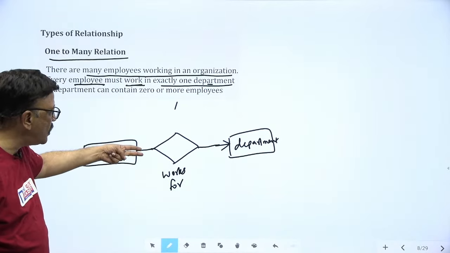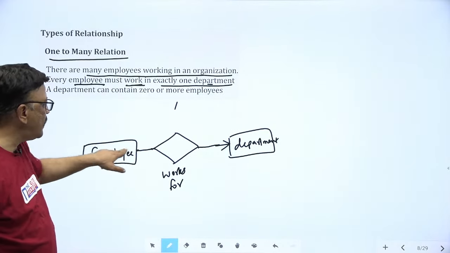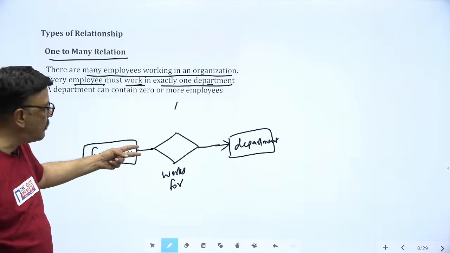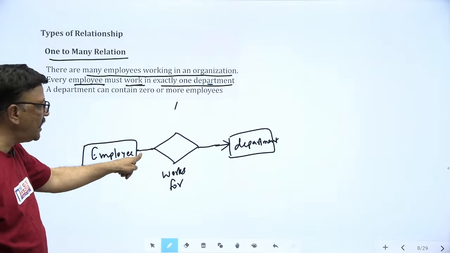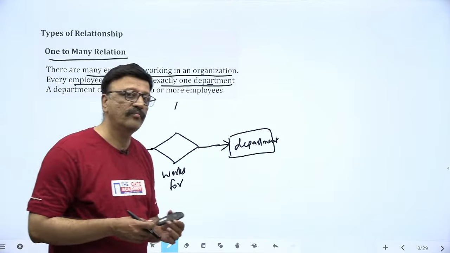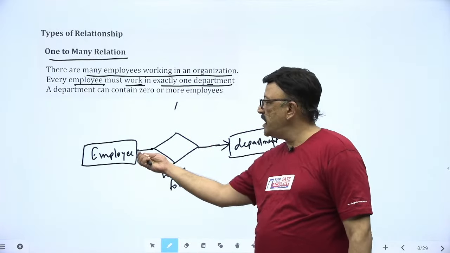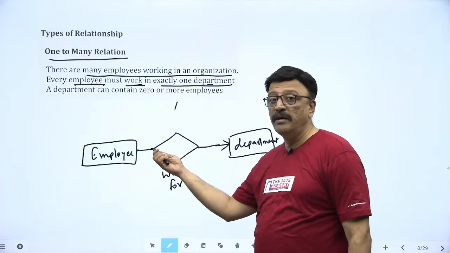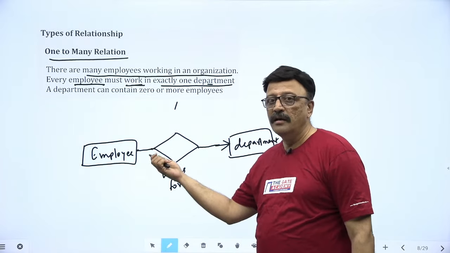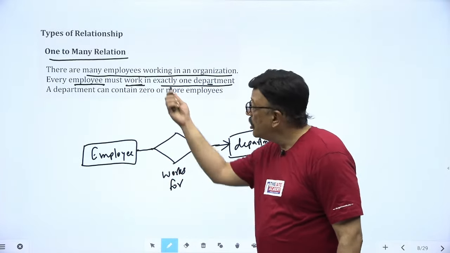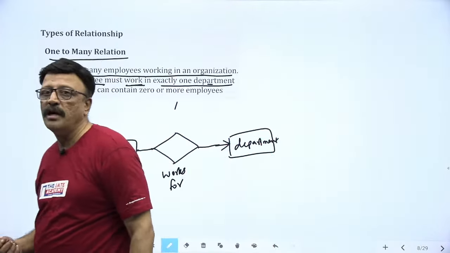Should there be a double line over here or single line? So my question is, the line attaching this employee and works for, this line should be double line or single line? If you say double line, you mean that it is total. If you say single line, it means partial. I am waiting for your answer on the chat. Should this line be double? If you say double, then it means it is total participation. If you say single, it means partial participation. Look at the requirement, look at the sentence, speak the sentence again and answer. Should it be single line or double line?